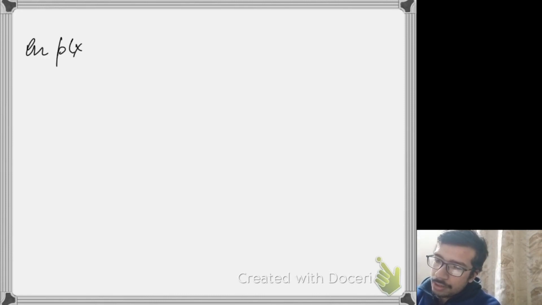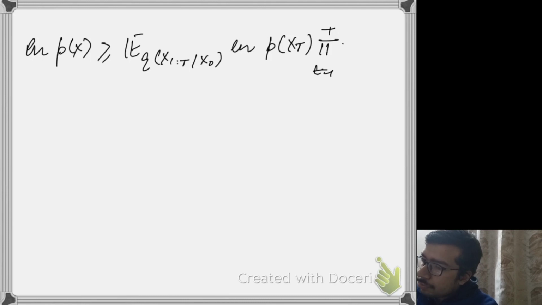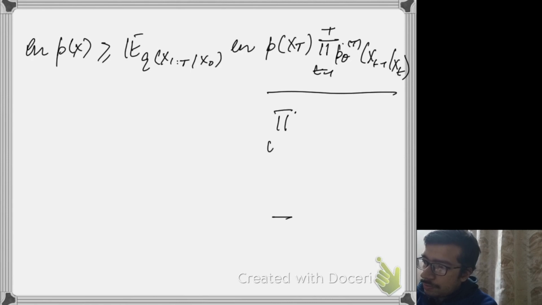Now let's take a look again at the evidence lower bound. So what we had was that this log px, this evidence lower bound, was this expectation of q of x1 to capital T given x naught, and then I had log of pxt times product of t from 1 to capital T, p theta t, xt minus 1 given xt, right? And in denominator I had product of t from 1 to capital T, q of xt given xt minus 1.